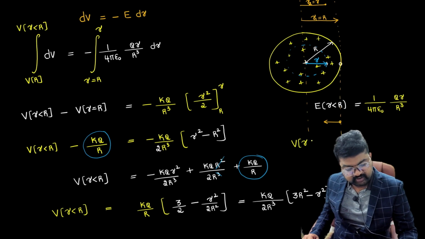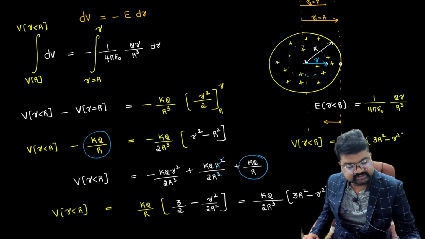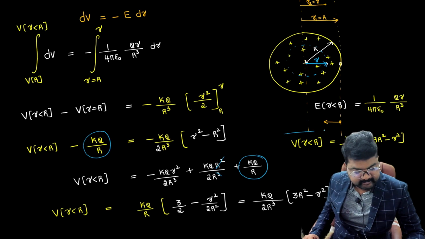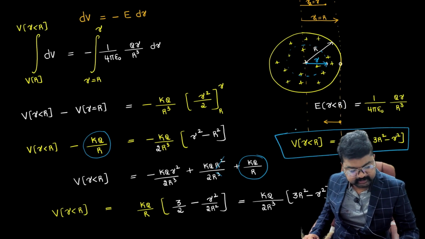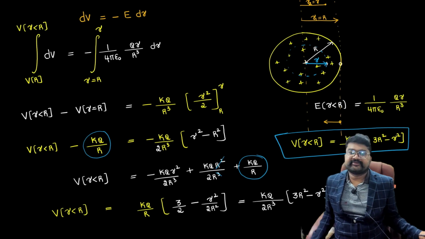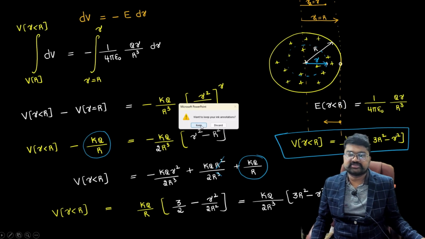V of r less than R is equal to kQ by 2 times R cube, times 3 R square minus r square. This is the expression. Write down up to here. Just have a cross check on this.